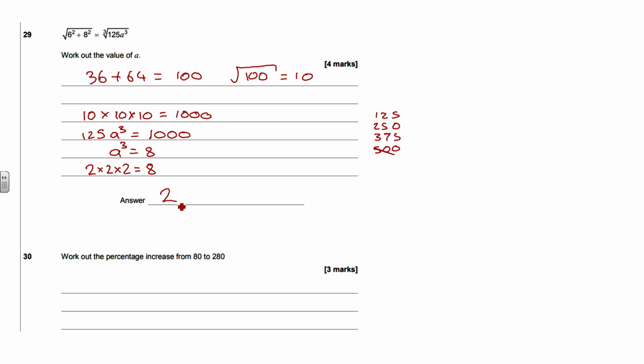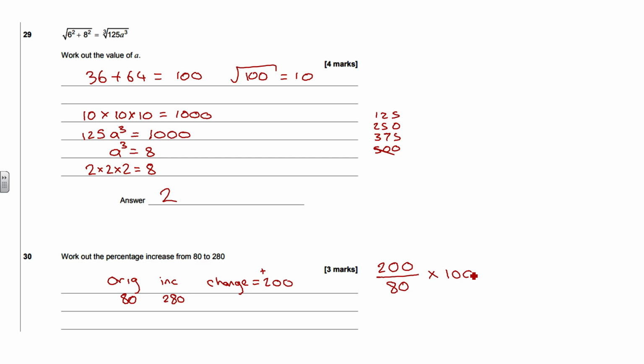Work out the percentage increase. Question 30. Work out the percentage increase from 80 to 280. So the original value is 80. The increased value is 280. So the change is 200. It's adding 200 on. To work out a percentage change, I do change divided by original, and then change that decimal into a percentage by timesing by 100.